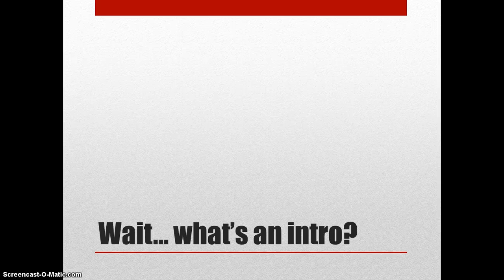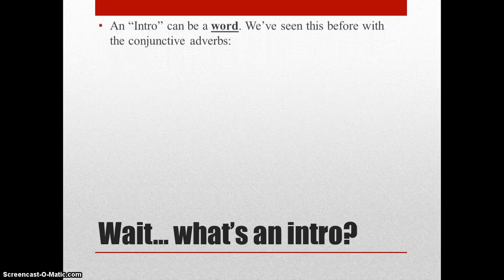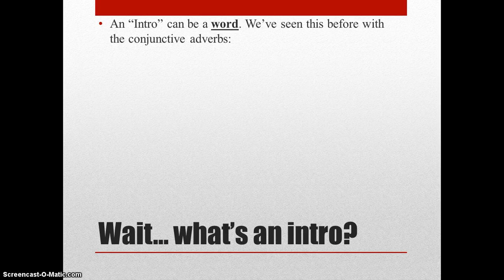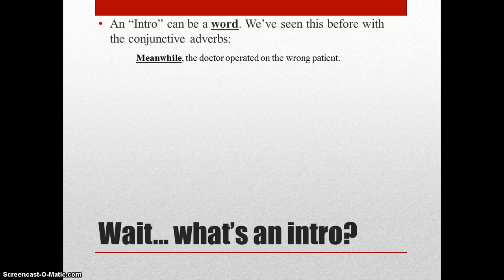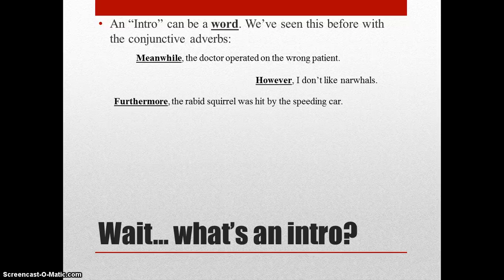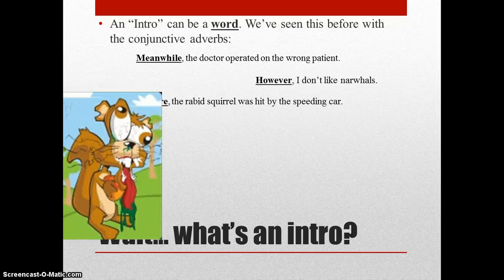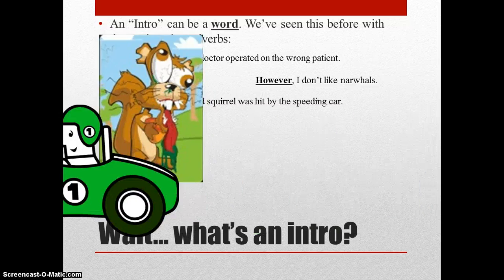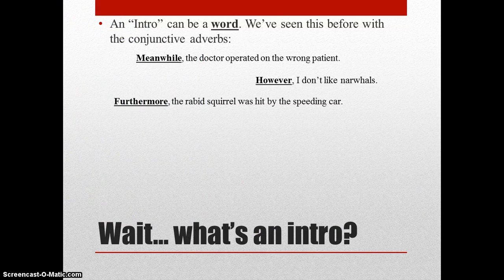So, what is this intro that I speak of? There are three different intros we're going to learn about right now. An intro could be a word. And we've already learned this with a conjunctive adverb. Meanwhile, the doctor operated on the wrong patient. Another example, however, I don't like narwhals. And another example of a conjunctive adverb is, furthermore, the rabid squirrel was hit by the speeding car. Where's my nuts? Oh no! All of these conjunctive adverbs we've seen, we know this. You have your conjunctive adverb, you have your comma, and you have your simple sentence.